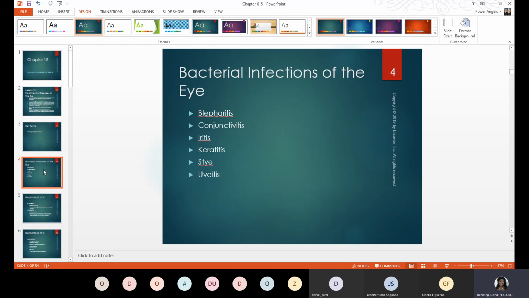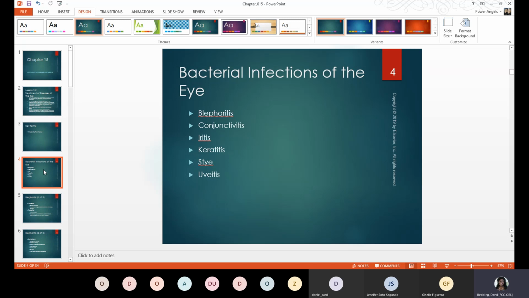So some bacterial infections of the eye would include blepharitis, conjunctivitis, iritis, keratitis, a sty, and uveitis. Now, based on the bacterial infections of the eye, most people might be familiar with conjunctivitis and a sty. Conjunctivitis is where the conjunctiva is inflamed, and another word for conjunctivitis is pink eye.